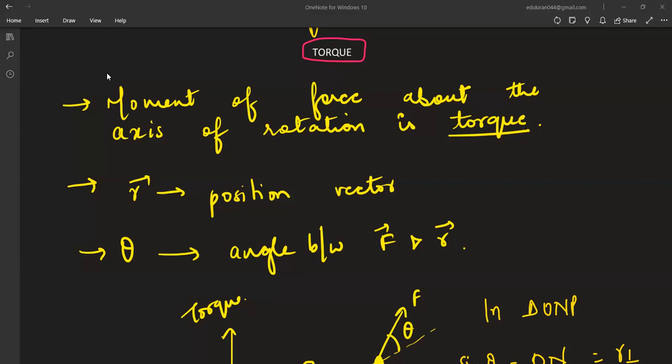What will be the SI unit? Yes, someone is asking something, Harsha. Ma'am, what will be the SI unit? SI unit is Newton meter.